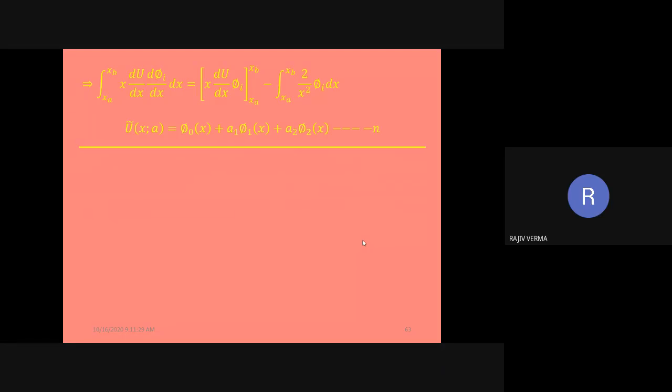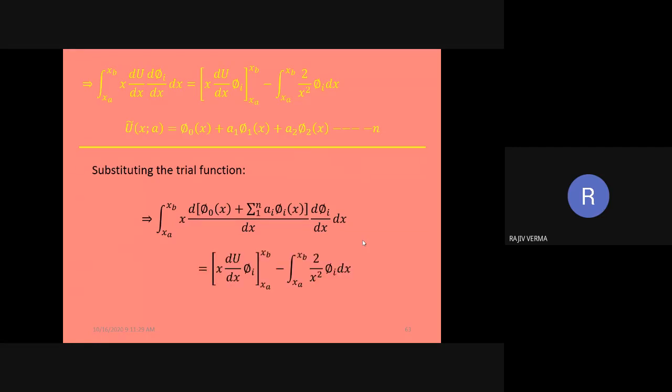So in this particular slide, we are simply substituting the trial function in the equation. So what we get is this expression. So we are simply substituting the trial function in the reduced form. We are substituting the trial function in the left hand side, but right hand side mein we are not making any substitution. So this is what we get. And in the next slide, we are going to expand this.